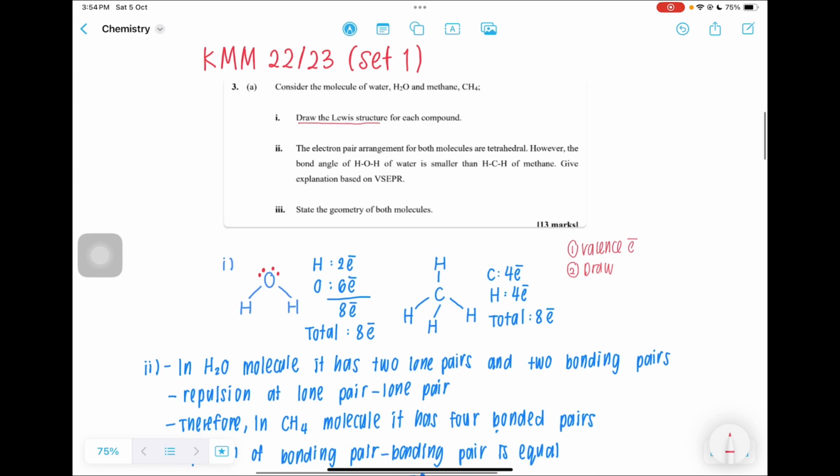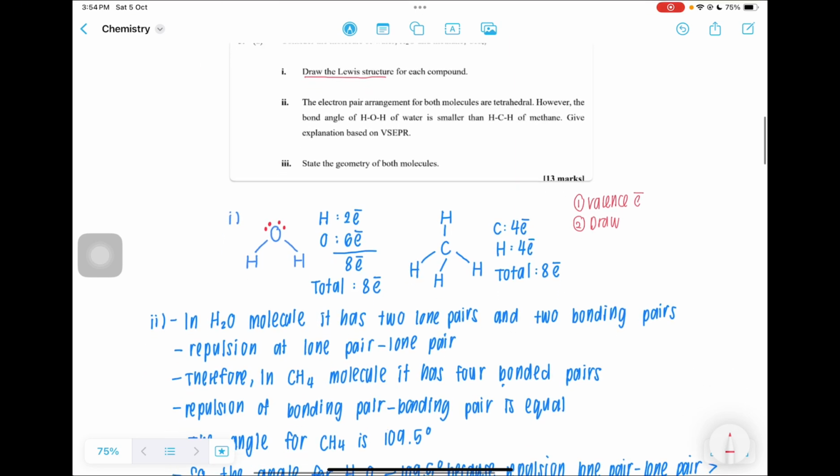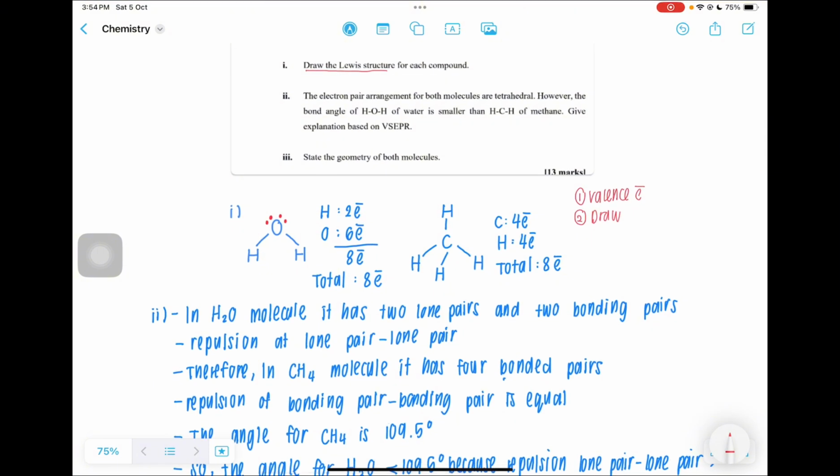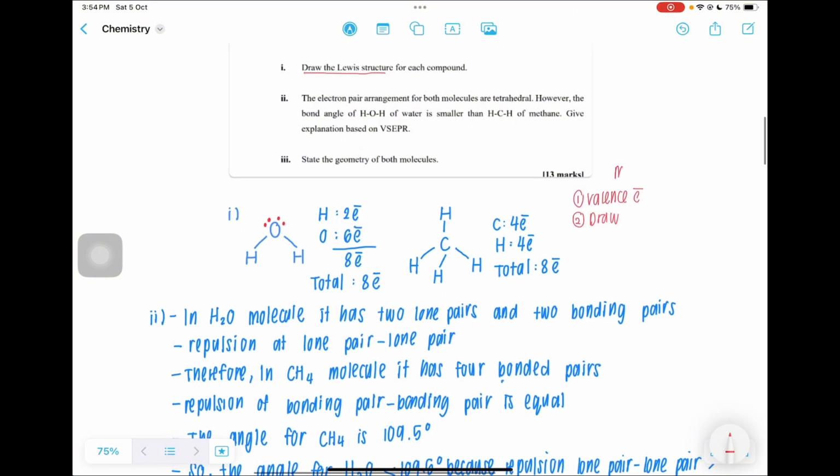So for the first question, they ask us to draw a Lewis structure. I use this method to draw a Lewis structure. First, we calculate the valence electrons and draw. So we will draw the compound for H2O first. We calculate the valence electrons and we get 8 valence electrons.